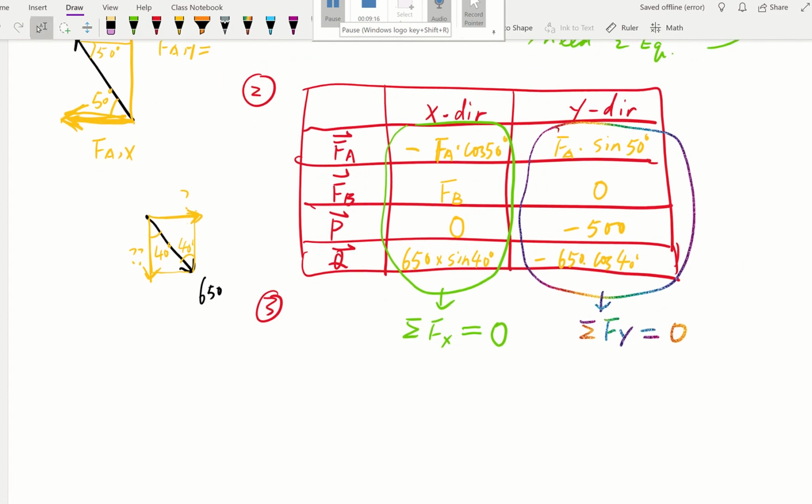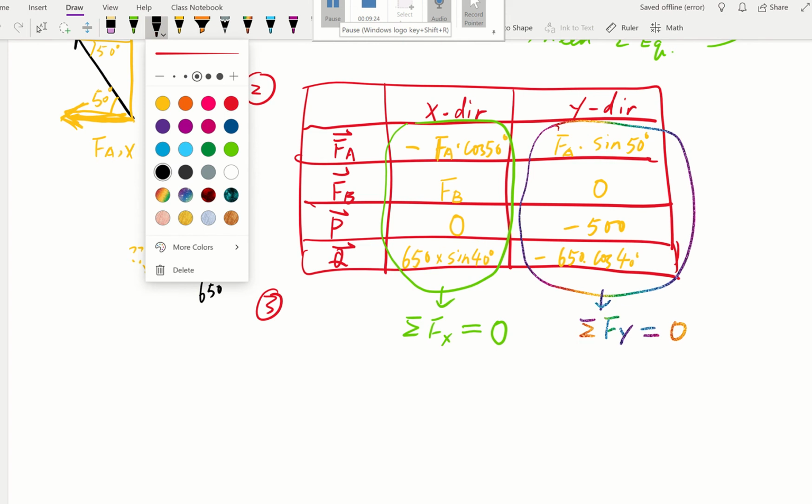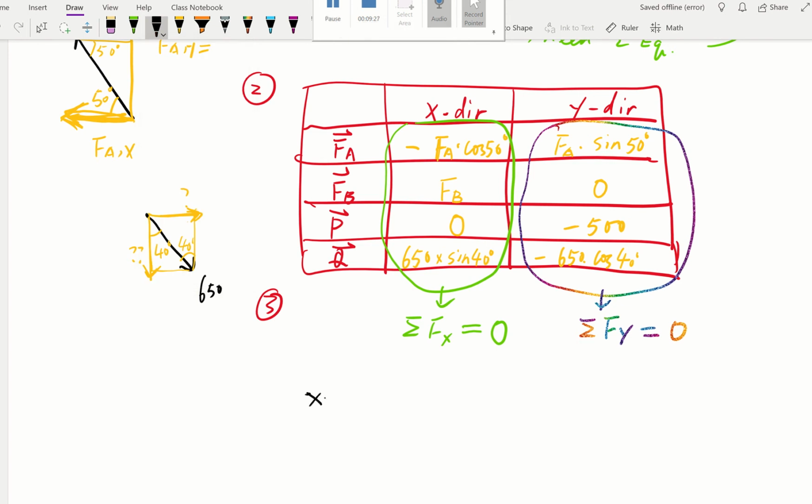So now the third step is basically to construct your equations. So let's do that. We'll have our x direction equation, the sum of Fx equal to 0. Sum of Fx, what do we have? Negative FA cosine 50 for the first term, then plus FB plus 0, then plus 650 times sine 40. That gives us 0. That's our first equation.